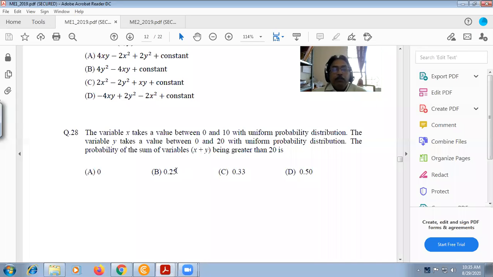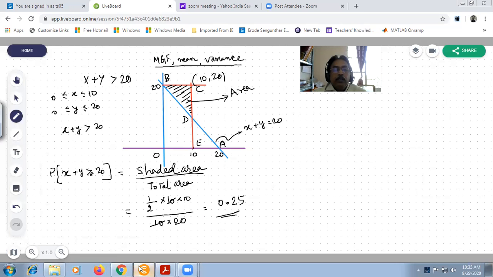So 0.25, B is the answer. Right? B is the answer. Okay. So for this, you don't need any MGF or mean. Simply you draw a diagram, and you can see very well what is happening.